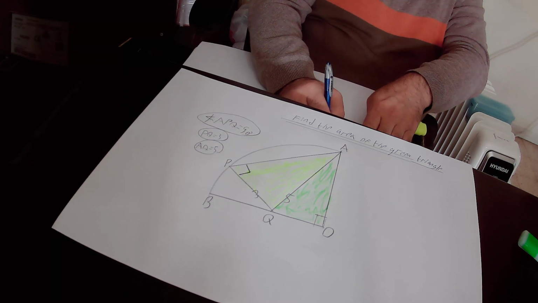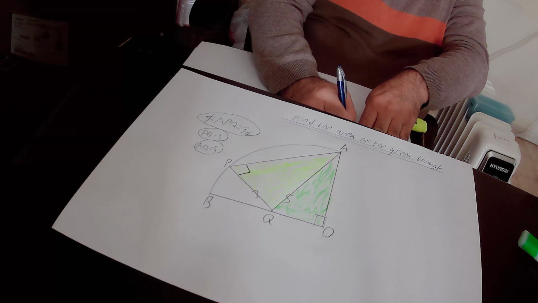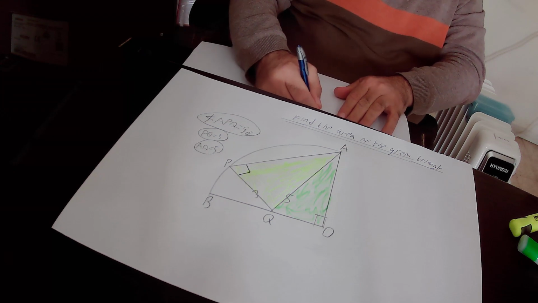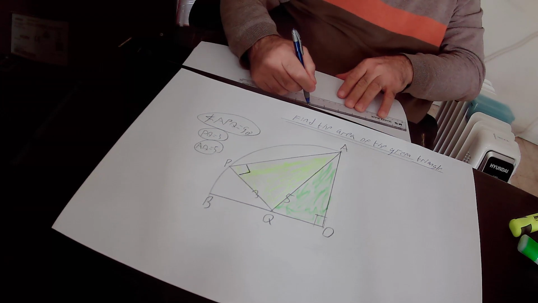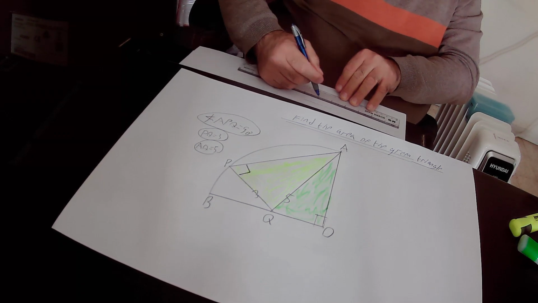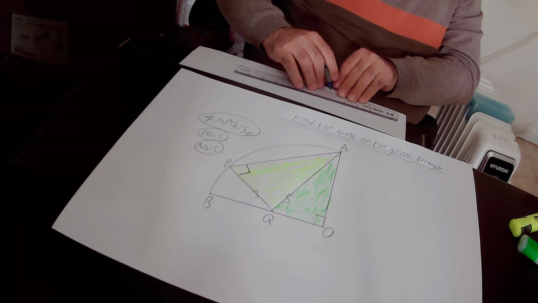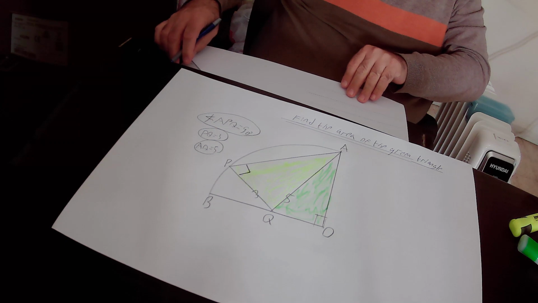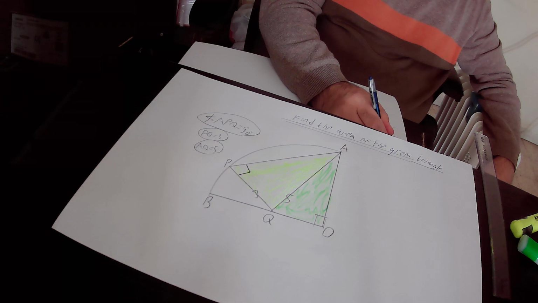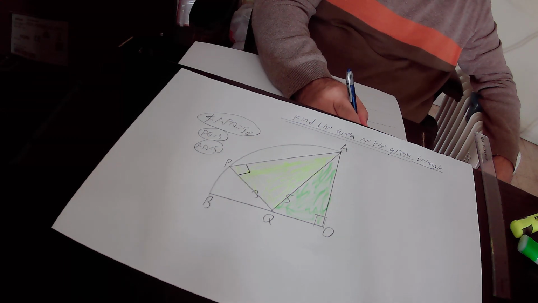According to the Pythagoras theorem, in any right triangle, the square of the hypotenuse equals the sum of the squares of the perpendiculars. So the hypotenuse in the yellow right triangle APQ is AQ. Therefore, the square of the hypotenuse is AQ squared, and it must be equal to the sum of the squares of the perpendiculars. That is to say, it must be equal to PQ squared plus AP squared.